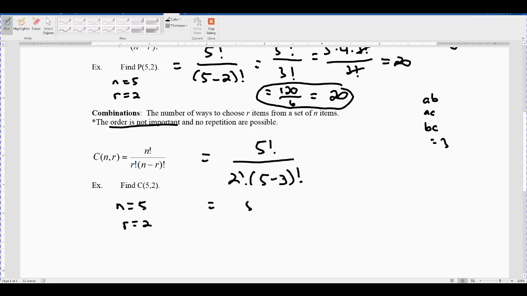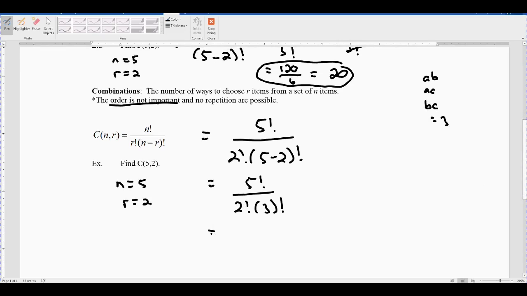And so you can do 5 factorial. Oh, well, don't do what I just did. I was looking at another number and wrote something differently. 5 minus 2, r is 2. Did you catch that? Hope you did. 2 factorial. 5 minus 2 is 3 factorial. So if you want to do it all by hand, you can.